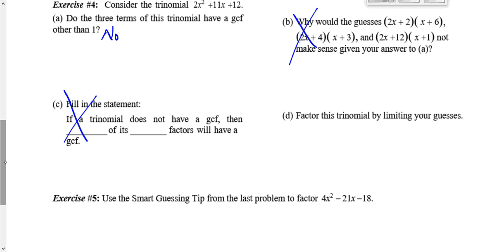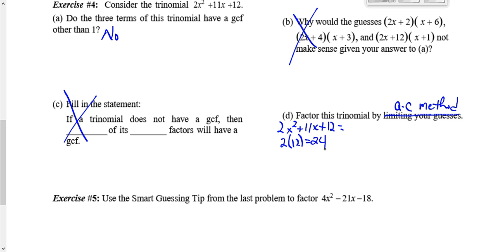Factor the trinomial by the A times C method. That's what we're going to do here, right? So we're going to just write down our 2x squared plus 11x plus 12. Start out finding out what A times C is. What numbers multiply to 24 and also add to 11? Is that right? No. 6 and 4 adds to 10. Any other numbers that multiply to 24?